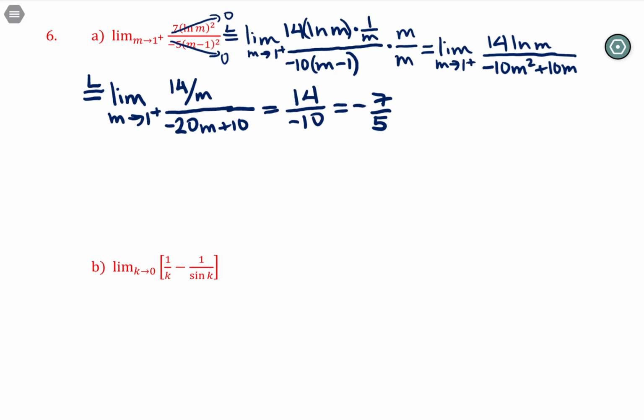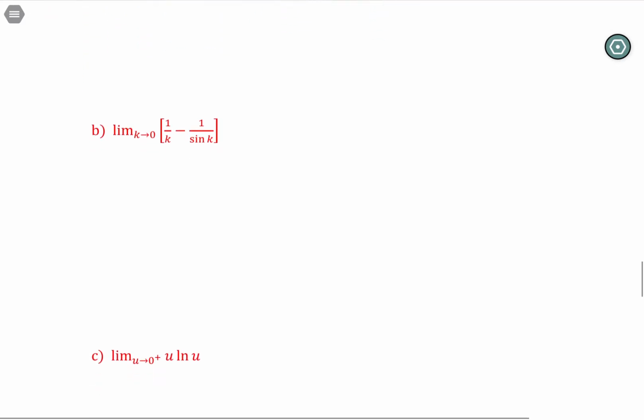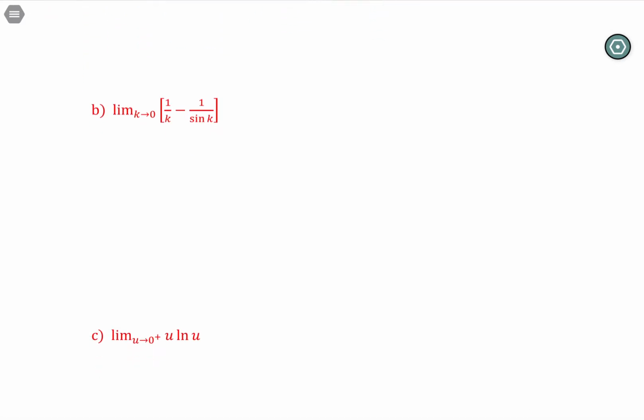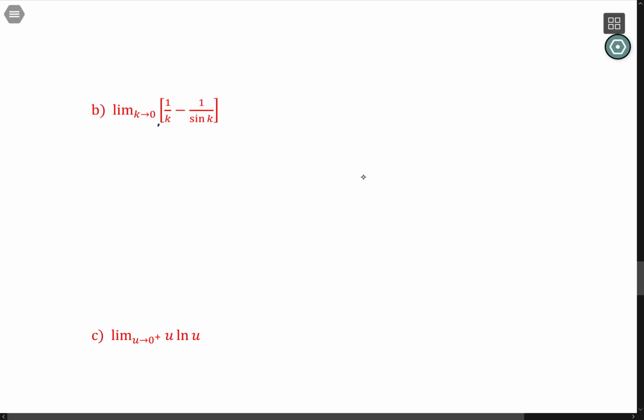Okay, so there's one trickier thing about L'Hopital's rule. Another thing is this one is not actually in a 0 over 0 or infinity over infinity form. Right now, as k approaches 0, this is getting really, really big.